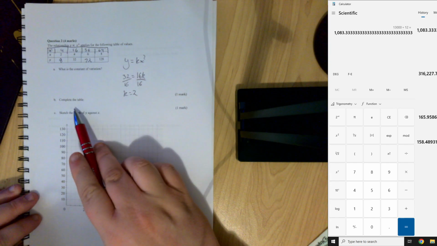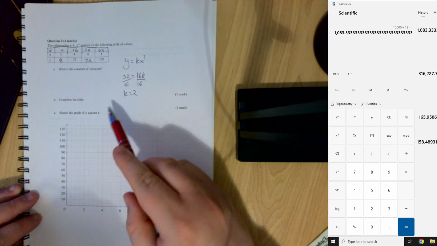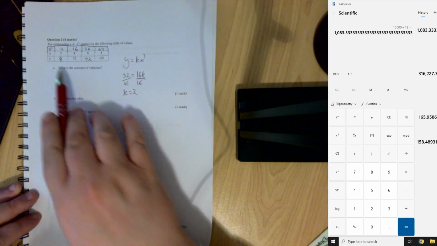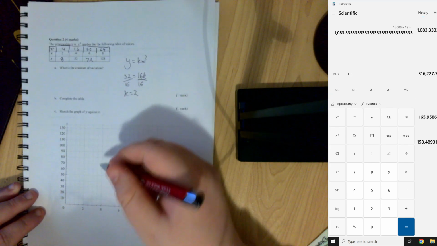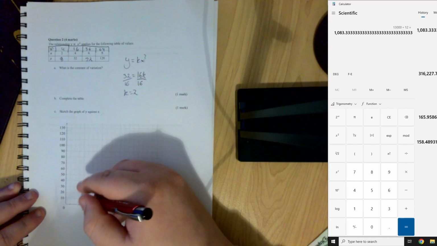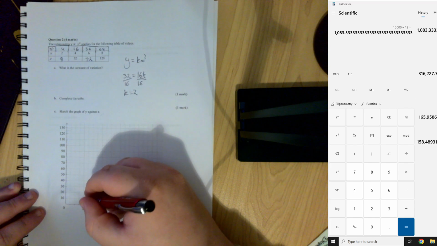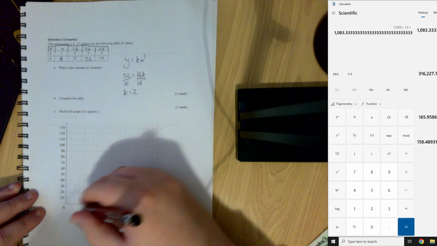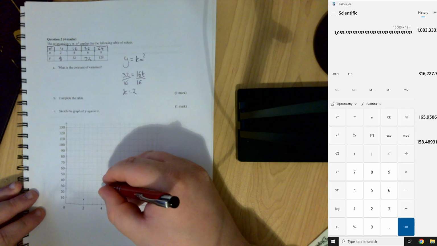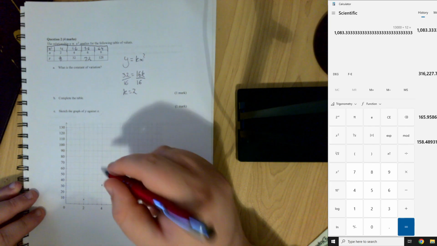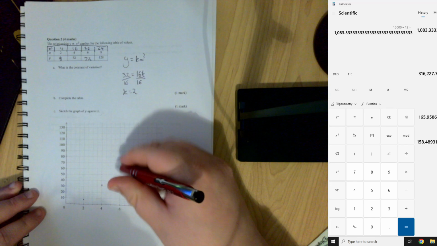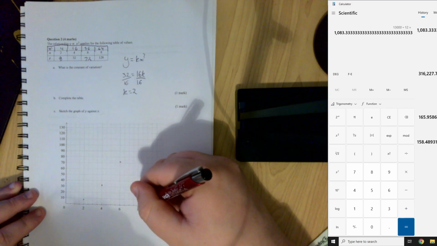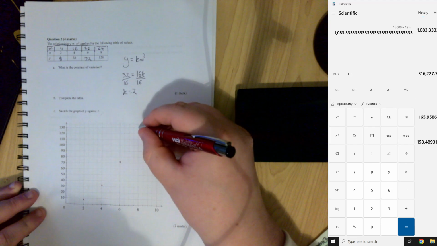Alright, complete the table, sketch the graph of y against x. Notice it's x, not x squared. So we're not using that new row, we're using the old row. So x is 2 and 8, which is about there. It is 4 and 32. It's 6 and 72. It is 8 and 128.